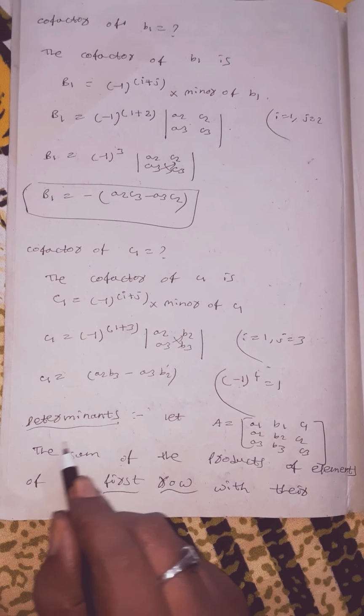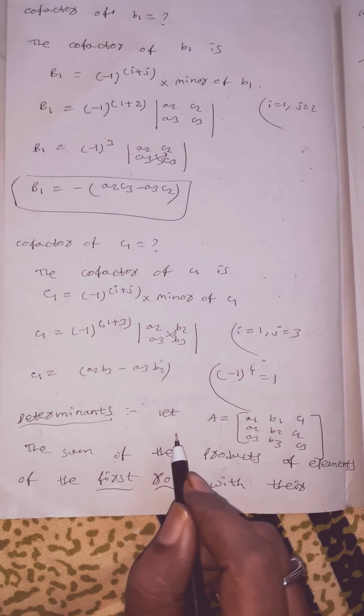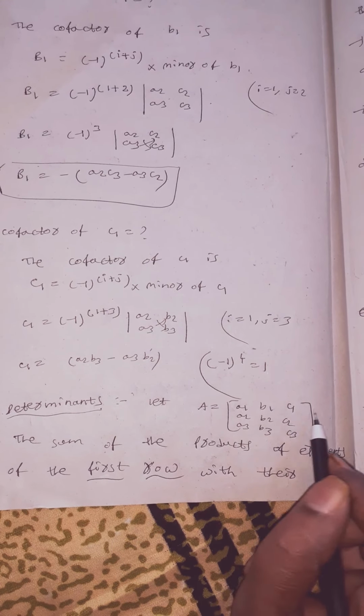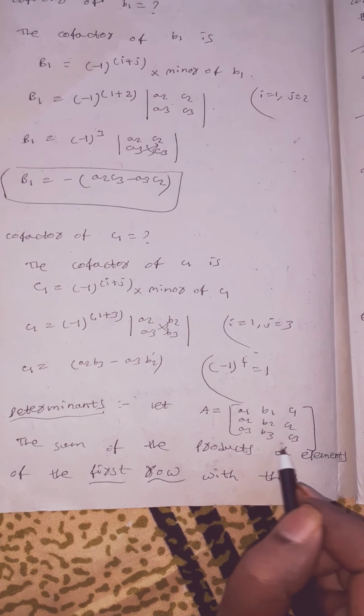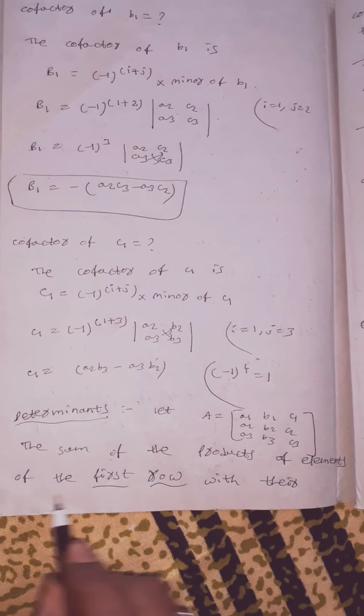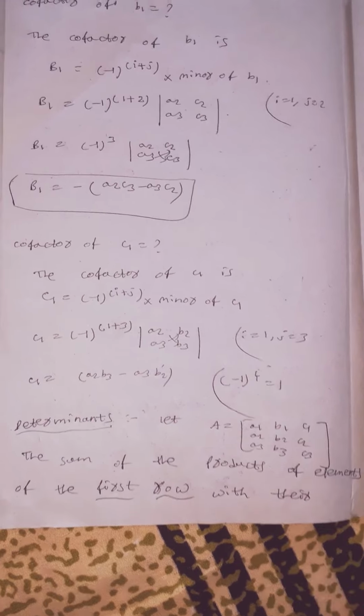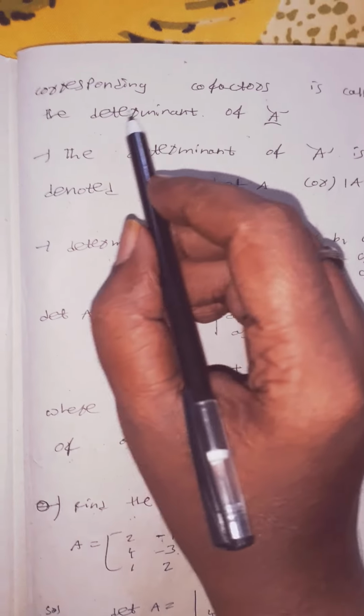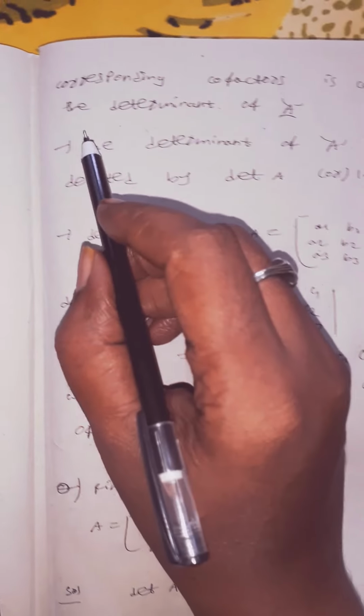So next definition is determinants. Let A be equal to the matrix with rows A1 B1 C1, A2 B2 C2, A3 B3 C3. The sum of the products of elements of the first row with their corresponding cofactors is called the determinant of A.